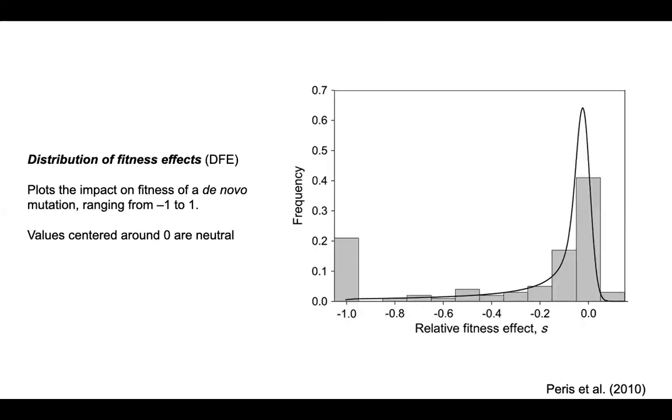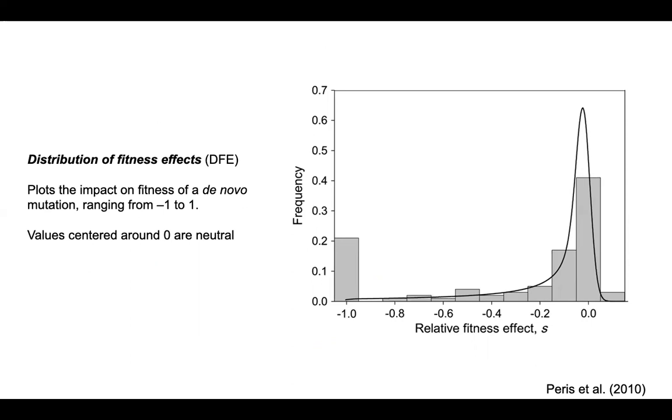Okay, so far we've talked about mutations just kind of in passing, but we haven't really thought about their importance to neutral theory in any great detail. Now that we understand the basics of genetic drift, let's briefly introduce the concept of the distribution of fitness effects, or the DFE.